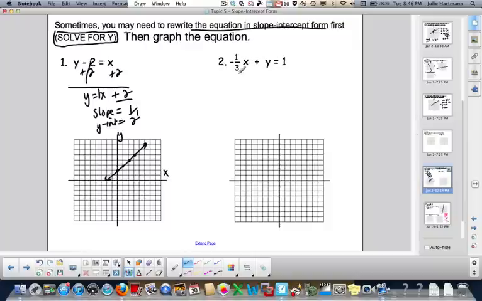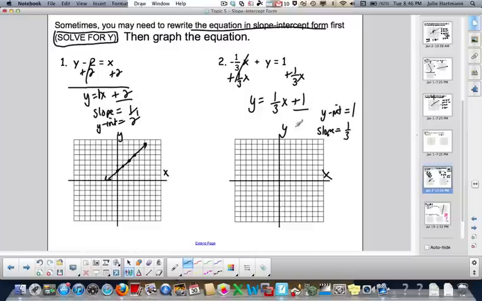This next one, to solve for y, we are going to just add this 1/3 x over. So that cancels. You have y equals 1/3 x plus 1. So our y-intercept is 1. Slope is 1/3. So go up 1, and then it's up 1 over 3. Rise over run. Okay, remember, so that's your rise over run. And that's it.